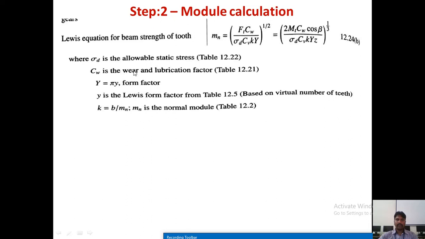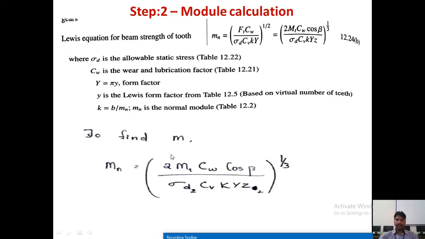Cw is the wear and lubrication factor, and we need to take it from table number 12.21. All other parameters remain the same as in the design of spur gear. To find the module, this is the same equation as written here. We need to calculate Mt, Cw, beta is known, and sigma d2, since the design is based on the gear, we need to take the sigma d for the gear. Cv, where the diameter is given, we can calculate using the velocity factor. K we know, and y we need to calculate as the form factor, pi times y, and we know Z2.